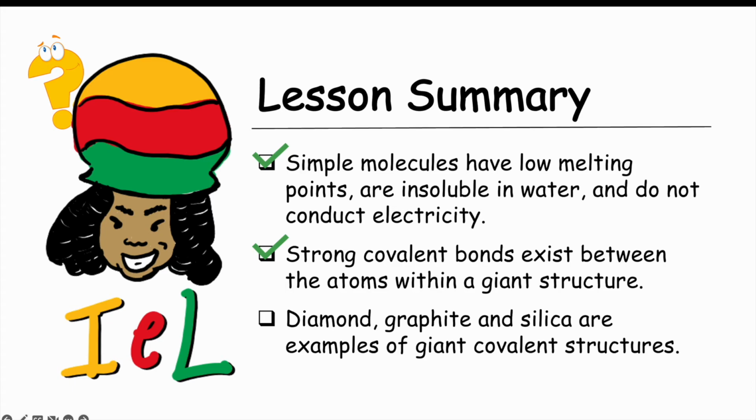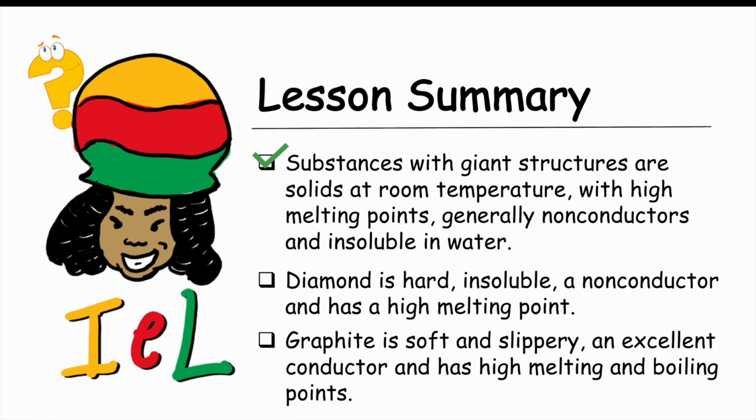Strong covalent bonds exist between the atoms within a giant structure. Diamond, graphite, and silica are examples of giant covalent structures. Substances with giant structures are solids at room temperature with high melting points, generally non-conductors, and insoluble in water. Diamond is hard, insoluble, it's a non-conductor, and has a high melting point. Graphite is soft and slippery, an excellent conductor, and has high melting and boiling points.